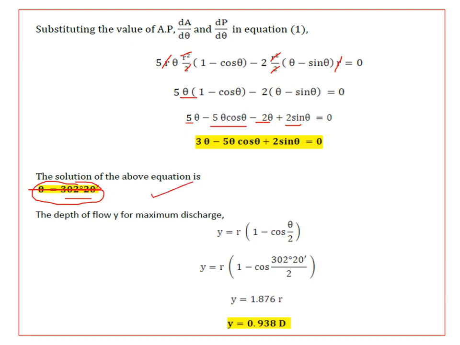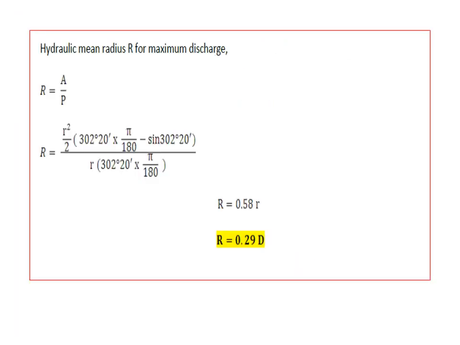Similarly, when you put the theta value in the expression for y, you will get y as 0.938 times d. Similarly, for maximum discharge the hydraulic mean radius is R equal to A by P. Substituting 302 degrees 20 minutes again, you will get R as 0.29 times d. So these are the various derivations done for the most economical channel sections.